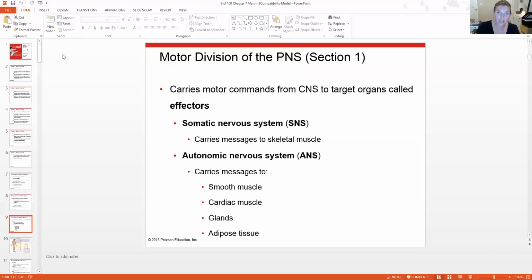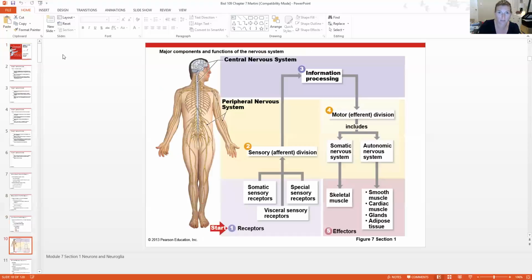This is also our cardiac tissue, glands, adipose tissue as well, all under autonomic nervous system control. So this is a general overview. You have receptors coming in, bringing information in from the outside world. This is cold, this is hard, this is soft, this is painful, whatever.